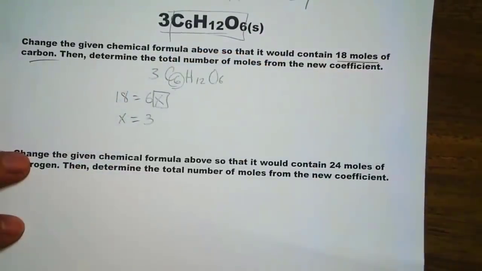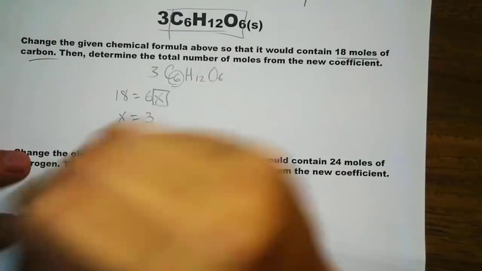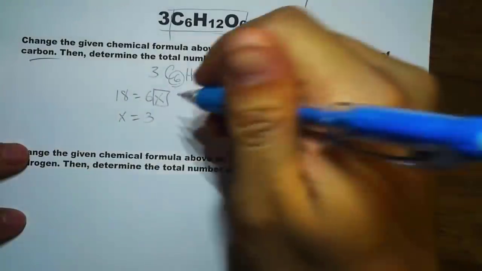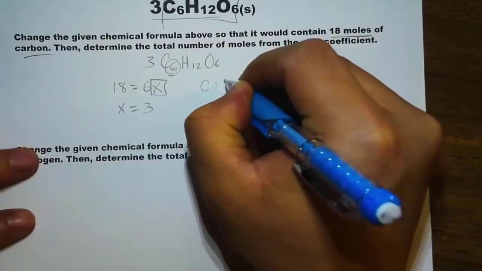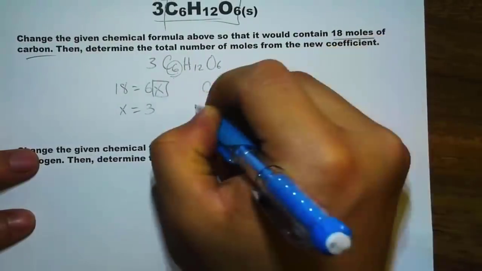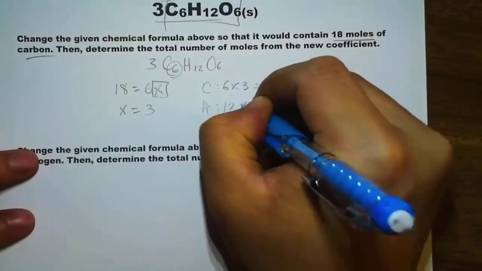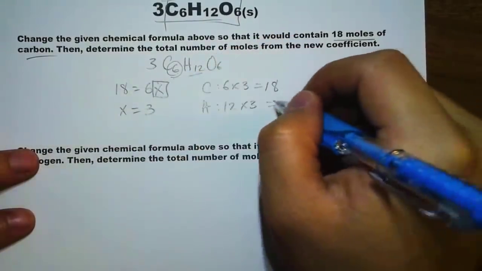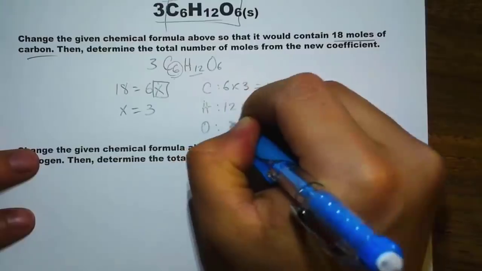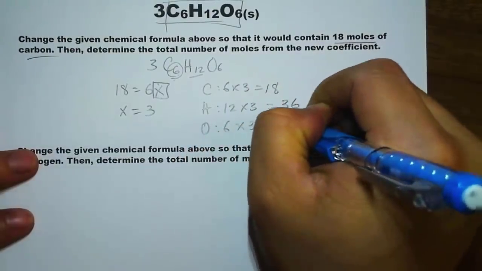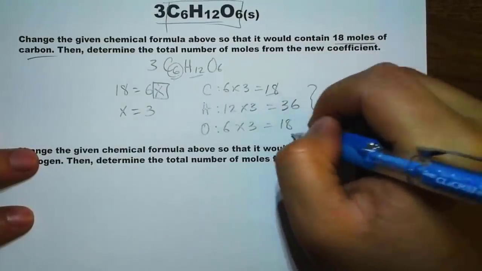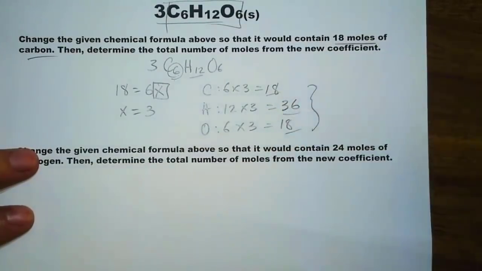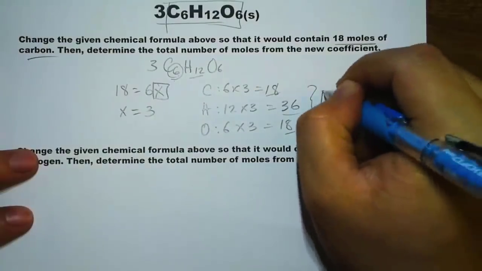So right there, that's how you think mathematically, okay? Or you can say, I have 6 for each one of them. How many more do I need? I need 3 total. That gives us 6 times 3 equal to 18. So, of course, carbon is 6 times 3 equal to 18. And hydrogen is 12 times 3 because of the 12 right there, and that gives us 36. And oxygen, 6 times 3 gives us 18 again. Here we have, what's the total? Well, 18 plus 18, that's 36, plus another 36. So that gives us 72 moles total.